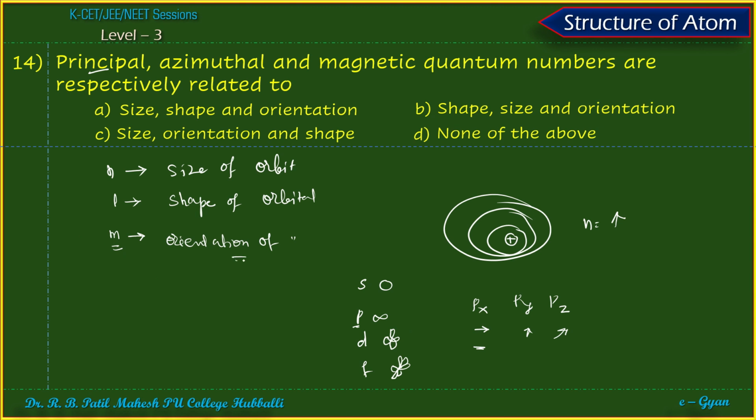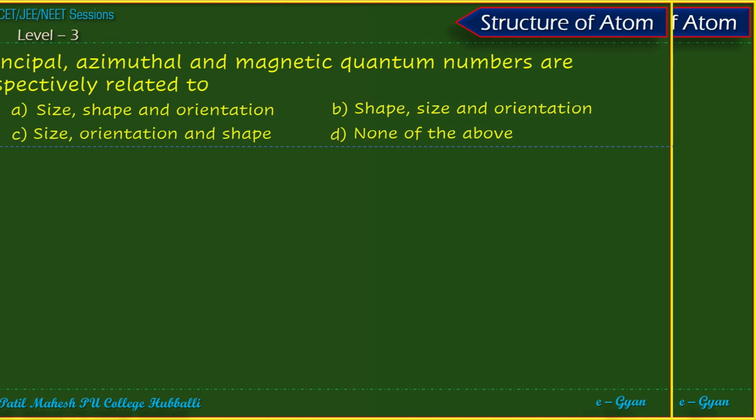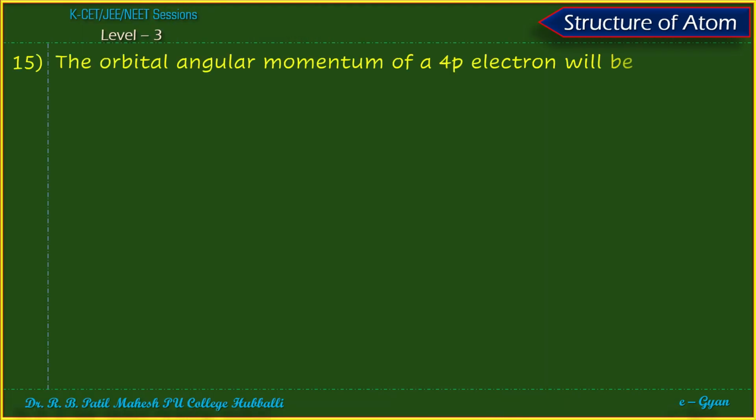That is orientation of atomic orbital for magnetic quantum number, shape of atomic orbital for azimuthal quantum number, size of orbit for principal quantum number: size, shape and orientation. That is option A. The principal, azimuthal and magnetic quantum numbers are respectively related to size, shape and orientation of atomic orbitals. Moving to the next question, question number 15.